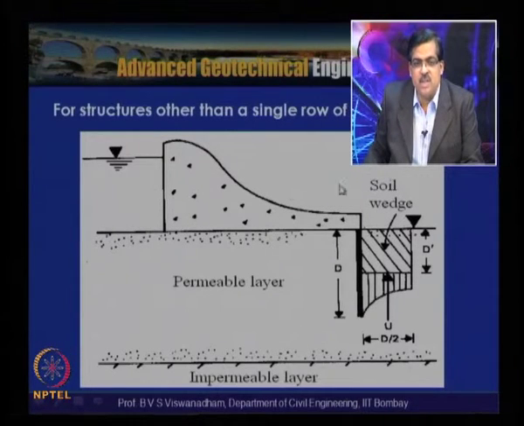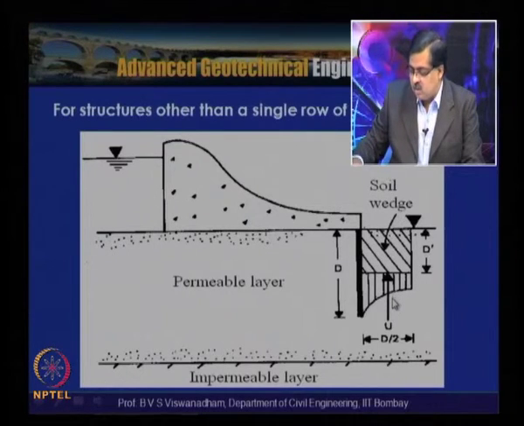But for structures other than a row of sheet pile walls, it has been recommended that the soil wedge which occurs between D dash and D, over a length of D by 2, remains the same, but here the depth will not be completely D, but D dash. So this portion is subjected to instability, and everything else remains the same: the self weight of the soil wedge and the uplift force exerted by the water, which can be determined from the flow net from the total head.